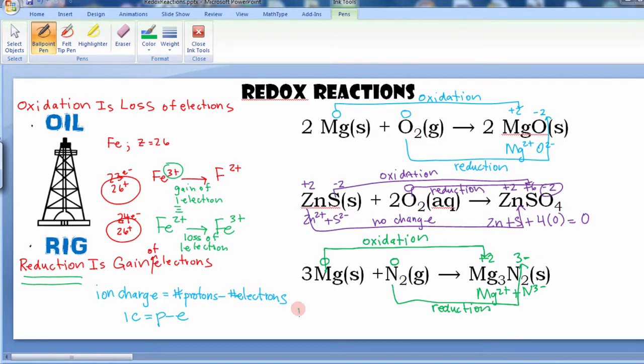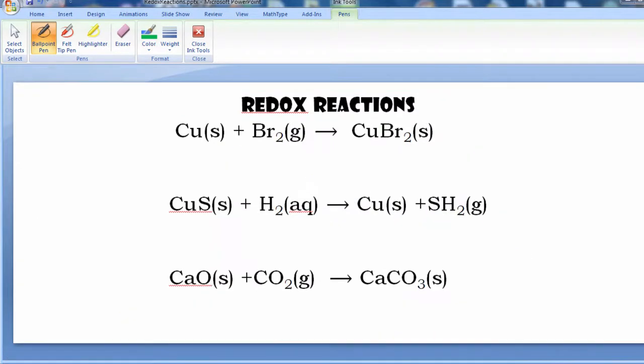So, magnesium, since it undergoes oxidation, is our reducing agent. And since nitrogen undergoes reduction, it is our oxidizing agent. Very simple, right? Okay, so let me run through a couple of more quick examples to firm you up.